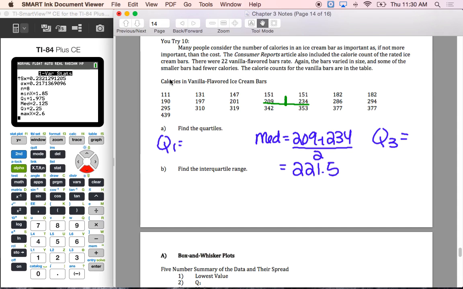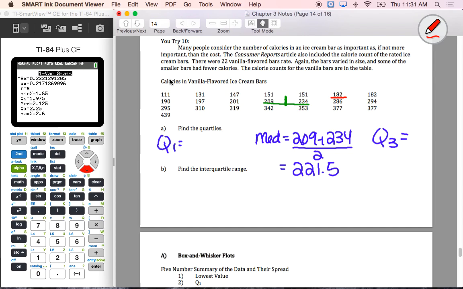Now remember, you don't include the median when counting. That green bar represents my median. So I actually do use 209 when I count. So you're counting from 111 to 209. You'll notice there are 11 numbers. So my middle is 5 from the left, 5 from the right, and that middle number. So my middle number is going to be that 182.